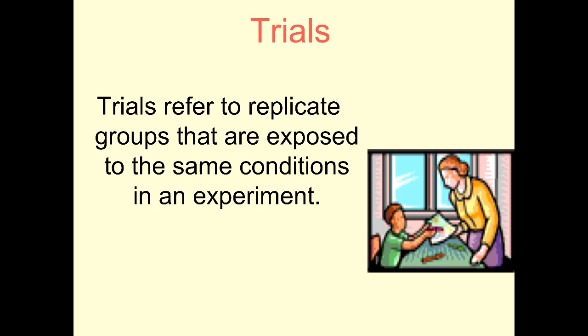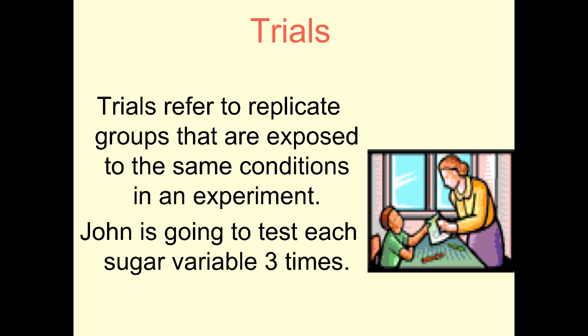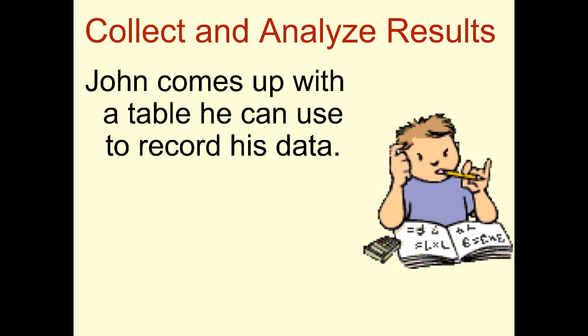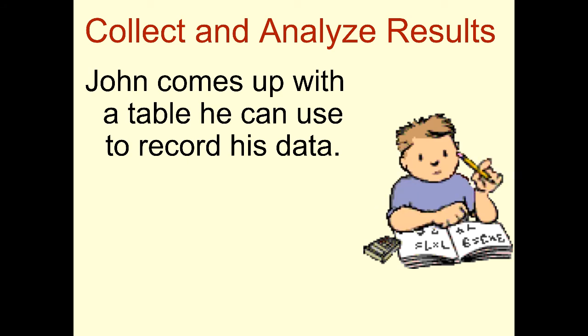Trials refer to replicate groups that are exposed to the same conditions in an experiment. So the term trials means repeated observations or replicated groups. Replicated just means doing the same thing over and over again the same way. John is going to test each type of sugar 3 times. So he's going to have 3 trials for each level of sugar. John comes up with a table that he can use to record the data.